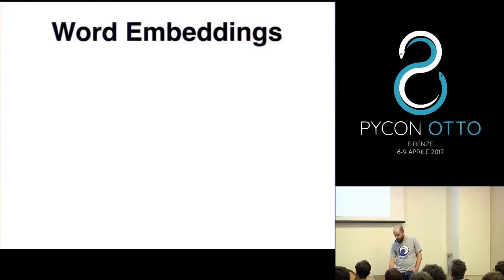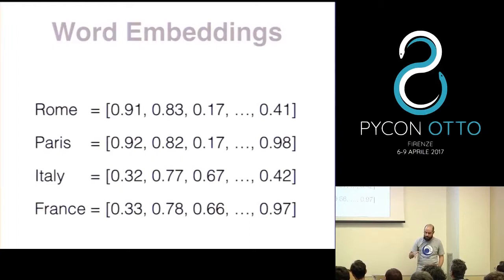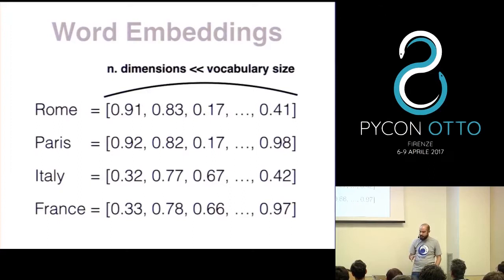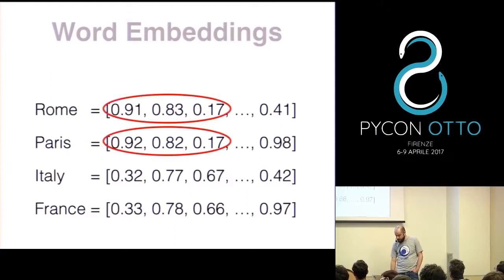Now, moving on to word embeddings. This is what they look like. So they're vectors of real numbers. And what do we want exactly from them? We want the number of dimensions to be much, much smaller than the vocabulary size, usually 200-300, that's quite common. And then we want to have some notion of similarity between words. So if you notice, some of the dimensions here between Rome and Paris, for example, are kind of close to each other. So Rome and Paris are similar. They're both cities. They're both in Europe. They're both capitals, and so on. So we want to capture these similarities. Similarly, Italy and France, they're similar. They're both countries. They're both in Europe.